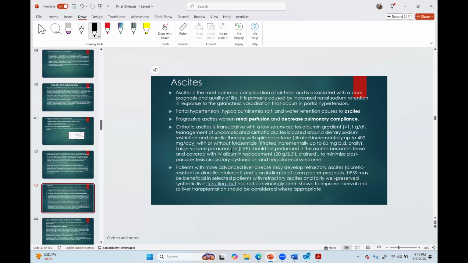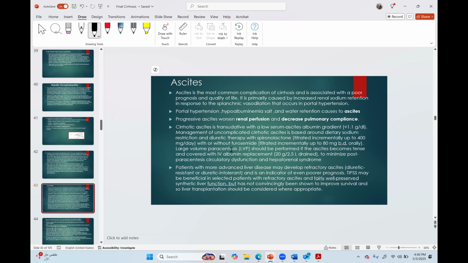So how does ascites develop? If I remember, it is due to increased water retention from activation of the renin angiotensin system, and another thing is low albumin level, which makes the capillaries leaky. So hypoalbuminemia, portal hypertension, and water retention. If someone asks you, these three things are coming together. Actually, side by side, everything is going on.